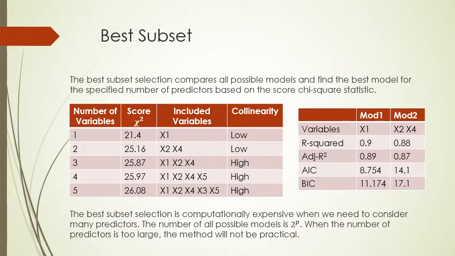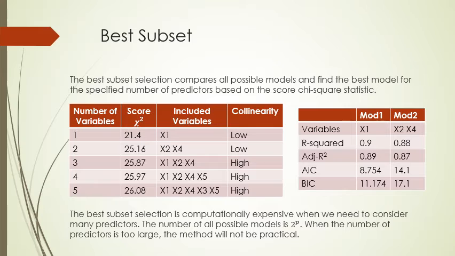However, the score statistic is not a good measure to pick the best model among models with different number of predictors. Since there is high multicollinearity between x1 and x2, x4, we should choose between the first two models. The table on the right shows the first model with one predictor x1 and the second model with two predictors x2 and x4.